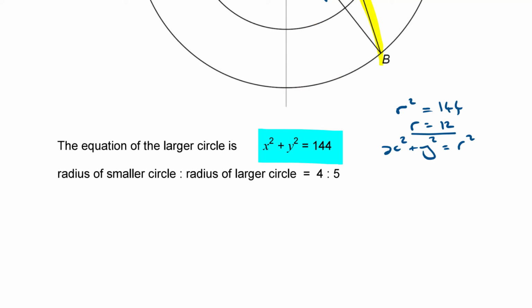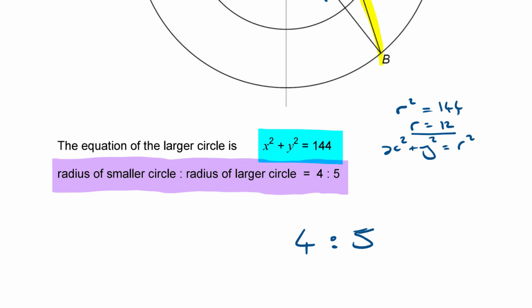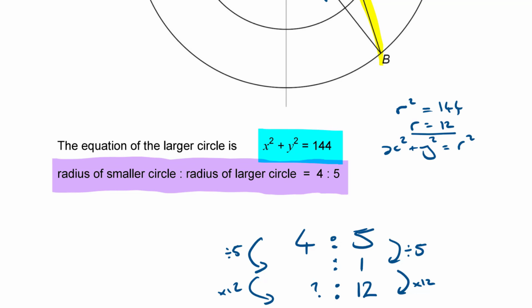We know the radius of the smaller circle to the radius of the larger circle is in the ratio of 4 to 5. If we know that the radius of the larger circle is 12, what is the radius of the smaller circle? Using the unitary method, going via 1. If I take 5 and divide it by 5, I'll get 1. If I then times it by 12, I get 12. So if I do that to the other side, 4 divided by 5 and then times by 12, I should get my radius of the smaller circle.